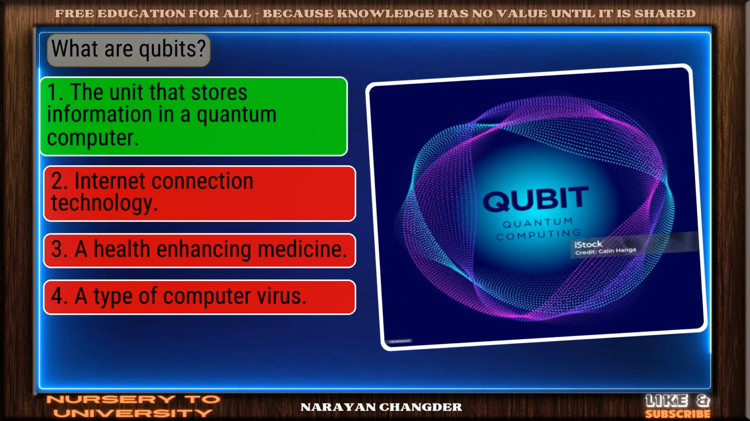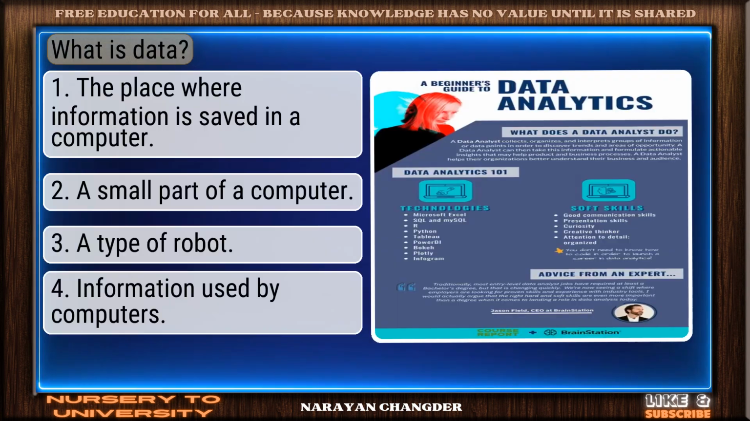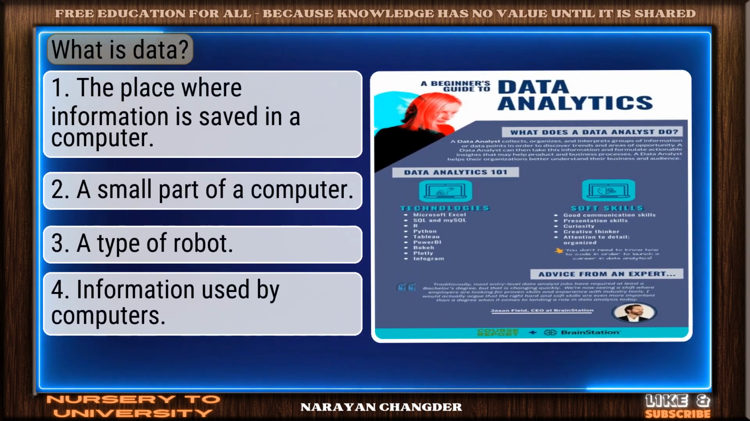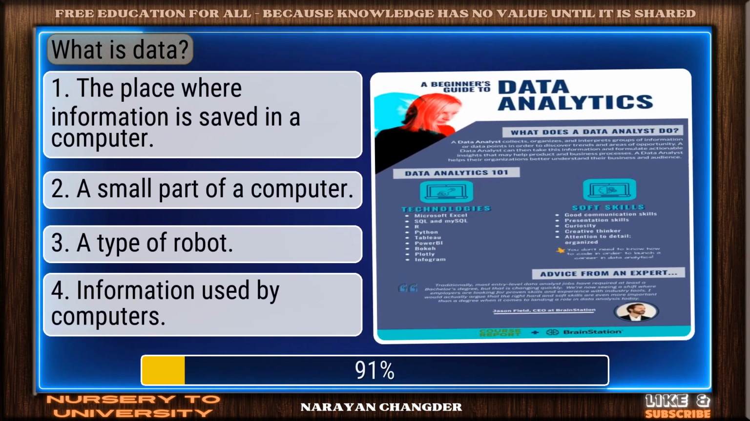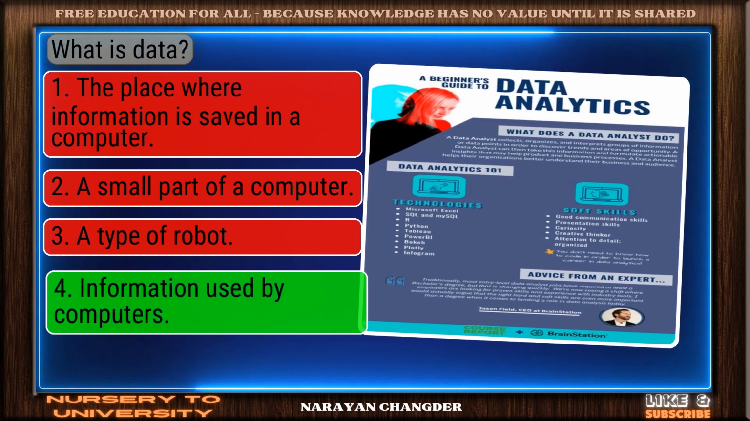Well picked. The unit that stores information in a quantum computer is the correct answer. Question number 80. What is data? Good thinking. Information used by computers is the right answer.